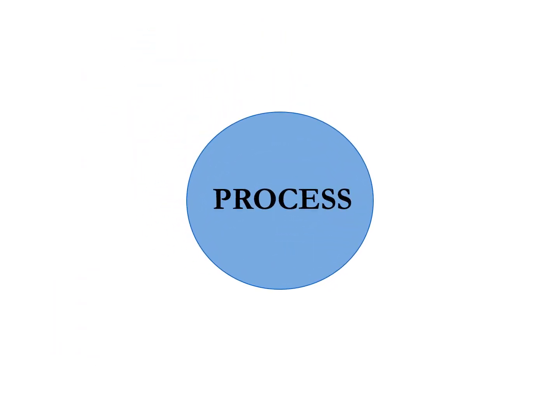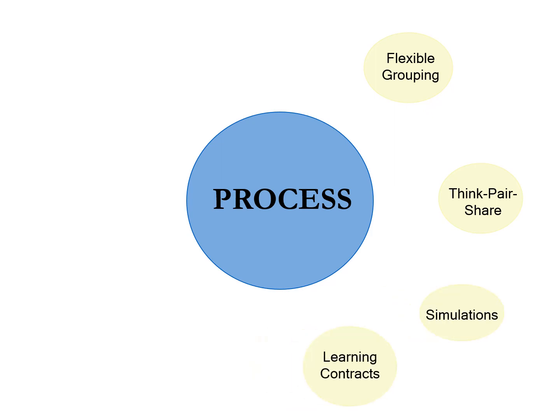You can also differentiate by process, using flexible groupings as we've discussed. Think pair share. You can use simulations, learning contracts where students agree to do different activities, tiered assignments. This is like the tiers of a cake where you have 3 tiers and they're all different. So you might have the tier at the bottom giving them more support and more scaffolding. And then as you move up the cake, giving them less. Advanced students need less support or less scaffolding and more independent work.